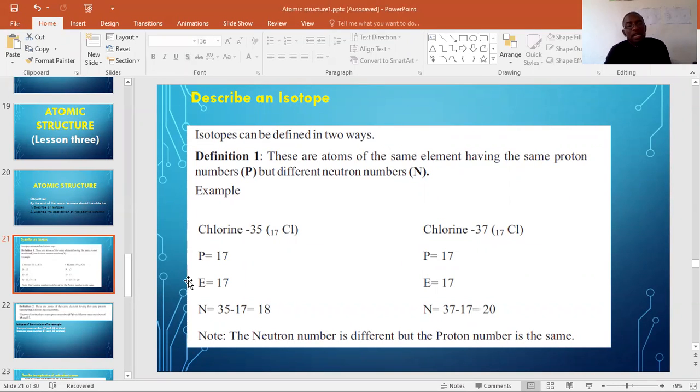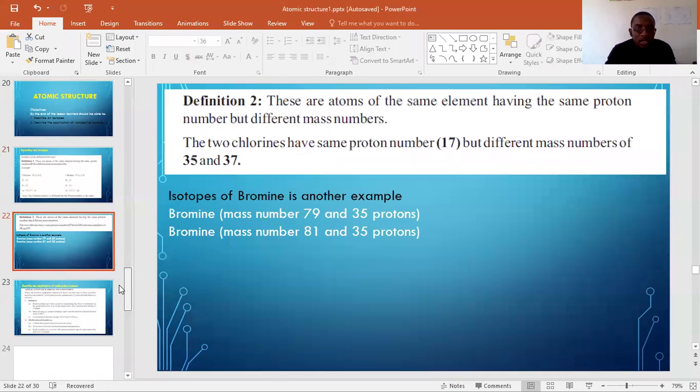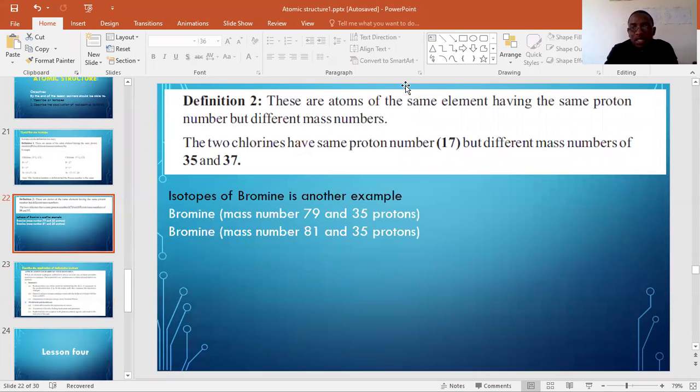In the next slide, we're just looking at the definition which I was explaining. We can define an isotope in terms of them having the same proton number but different mass numbers. In the previous example, we have chlorine, both chlorines having a proton number of 17, but their masses are different. The one is 35, the other one is 37.